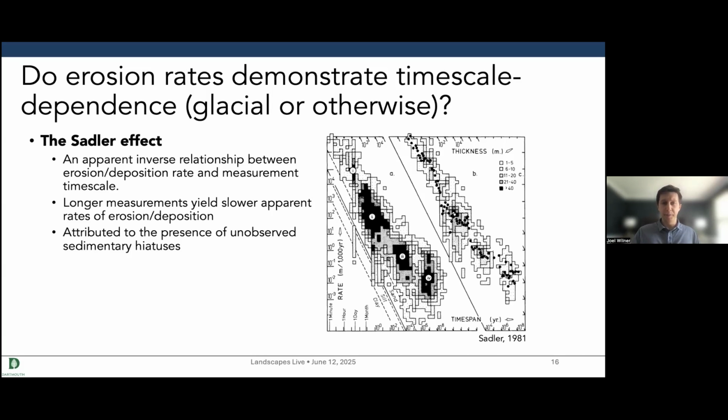And this is generally attributed to the presence of unobserved sedimentary hiatuses in the record, right? If you have a shorter measurement time span, you're going to miss some of those sedimentary hiatuses. And the practical effect of this is that it can mask true erosive changes in the record, and it can complicate a thorough comparison of fluvial erosion rates versus glacial erosion rates if you have this Sadler effect acting in different ways upon the sedimentary record.